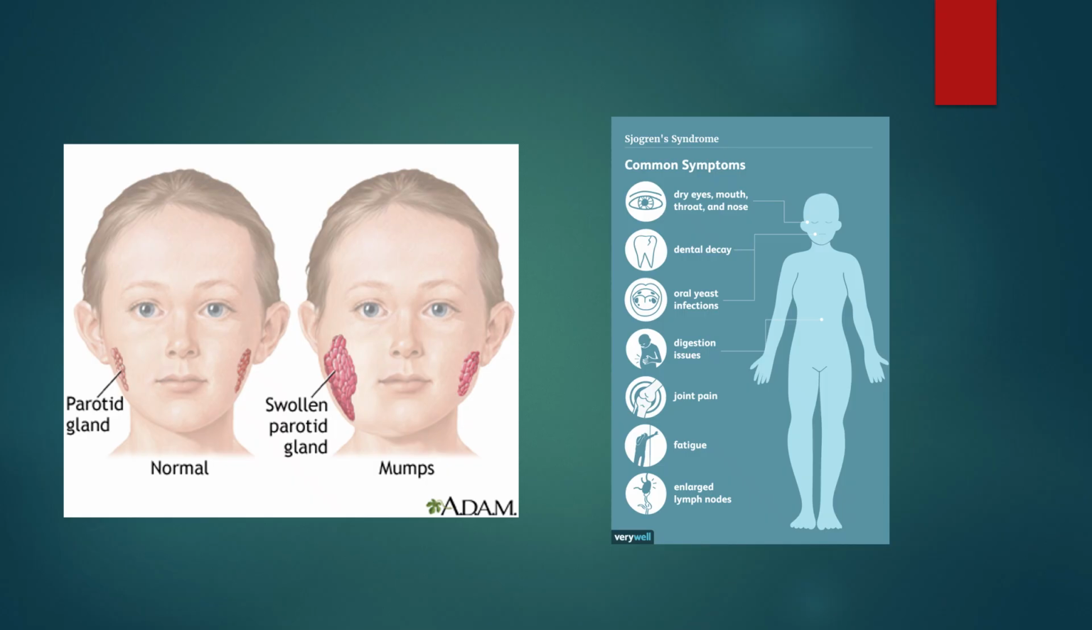So while both conditions involve the salivary glands, their mechanisms are completely different. Mumps is acute viral inflammation with gland swelling. Sjogren's syndrome is chronic autoimmune destruction with gland failure. One causes temporary dysfunction, the other causes permanent structural damage. Understanding that difference helps explain why symptoms may look similar on the surface, such as swelling, dryness, and discomfort, but the underlying tissue pathology is fundamentally distinct.